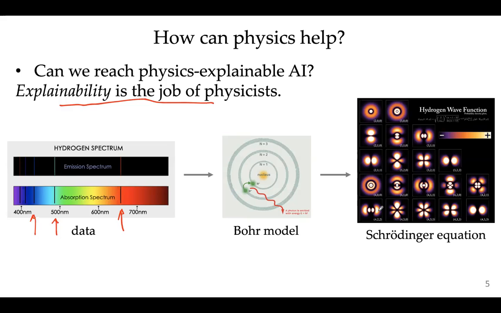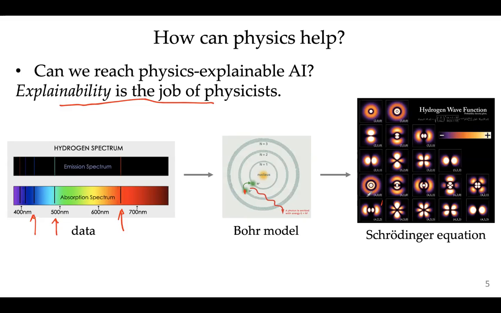Then came Schrödinger, and he wrote the famous Schrödinger equation. He treated electrons as light waves. That was a revolutionary idea back in the time. So instead of thinking of electrons as point particles, now the electrons are waves. They're sort of like clouds around the nucleus. And the Schrödinger equation can explain all the states and all the fine details of the data. So this is how physicists explain the data.